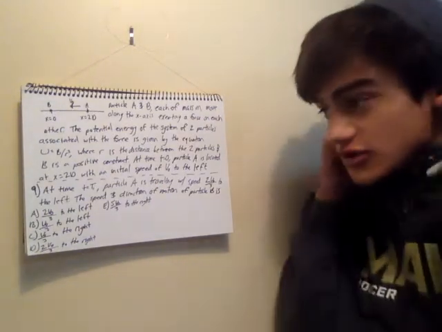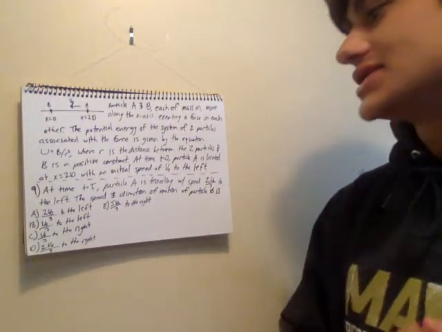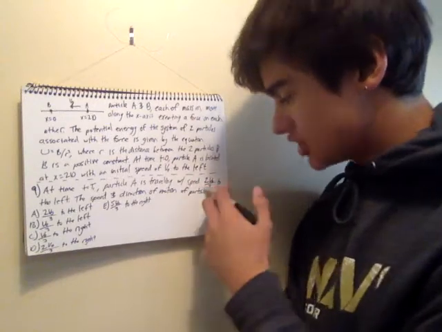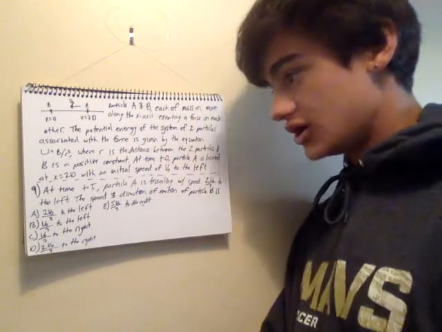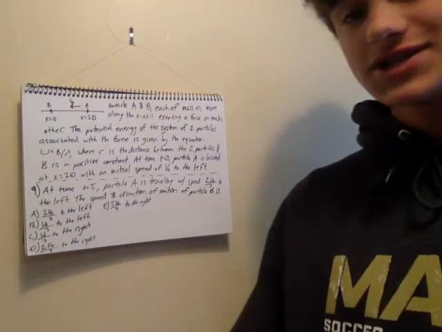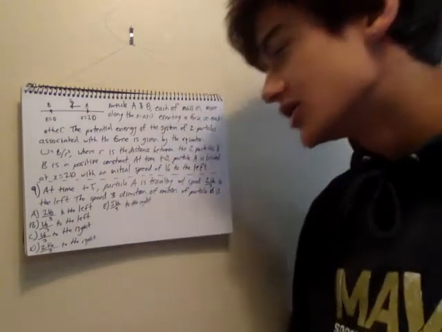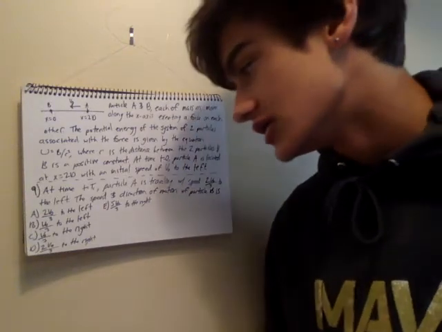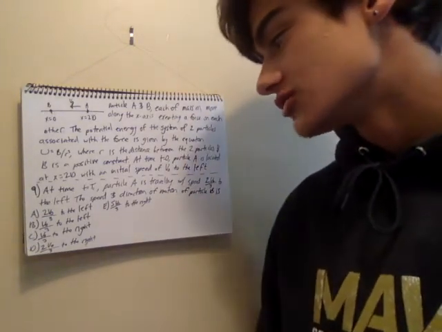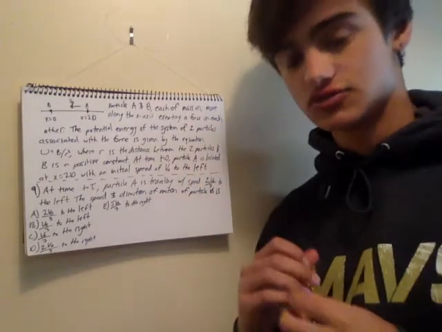So this is our introduction for problem 9 and 10, which I'm going to get to in my next video. So problem 9 reads, at time t equals t1, particle A is traveling with a speed of 2/3 of v naught to the left. The speed and direction of motion of particle B is A, 2/3 v naught to the left, B, 1/3 v naught to the left, C, 1/3 v naught to the right, D, 2/3 v naught to the right, and E, 5/3 v naught to the right.